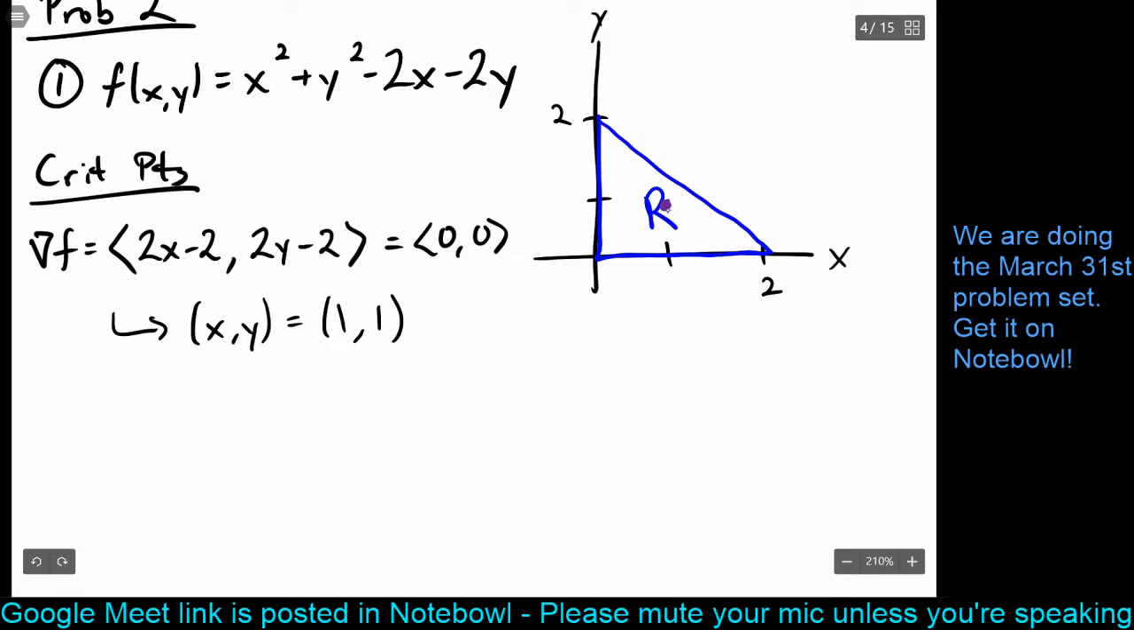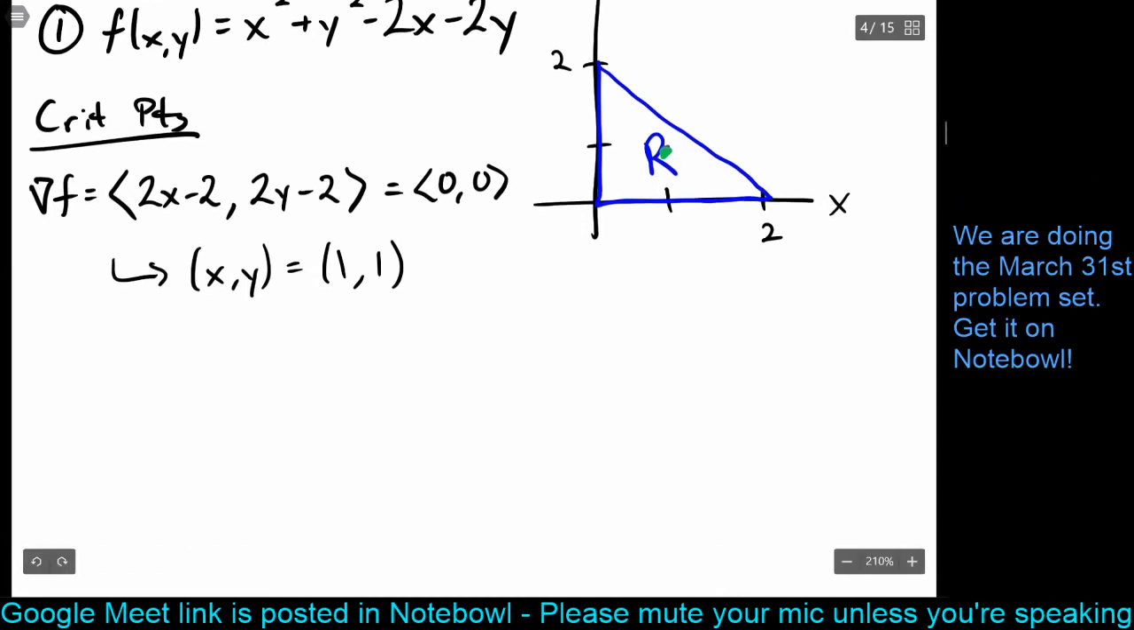Actually, let me change the color on that. It is right here inside the triangle. So we want to make sure that it's on the interior only. We don't want to take critical points that are actually on the triangle or outside the triangle. But it's inside, so we're good. So now we need to worry about the boundary.